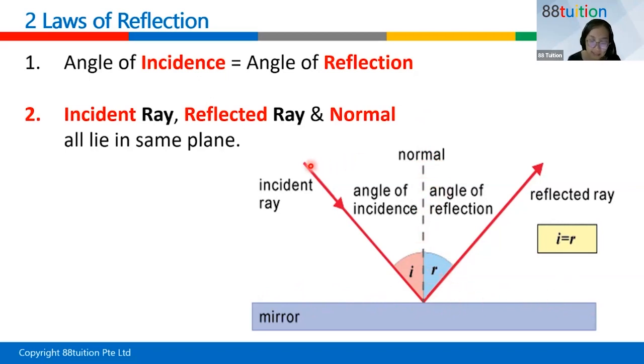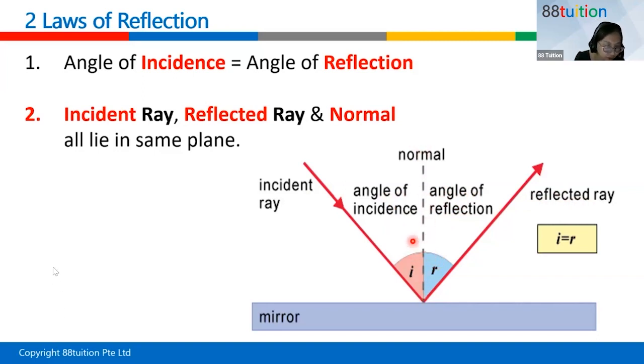So this angle is the angle of incidence, incidence coming from the word incident. This pink colour is called the angle of incidence. This blue colour angle is called the angle of reflection. Reflection comes from the word reflect. Please remember that these two angles must be measured from the normal.